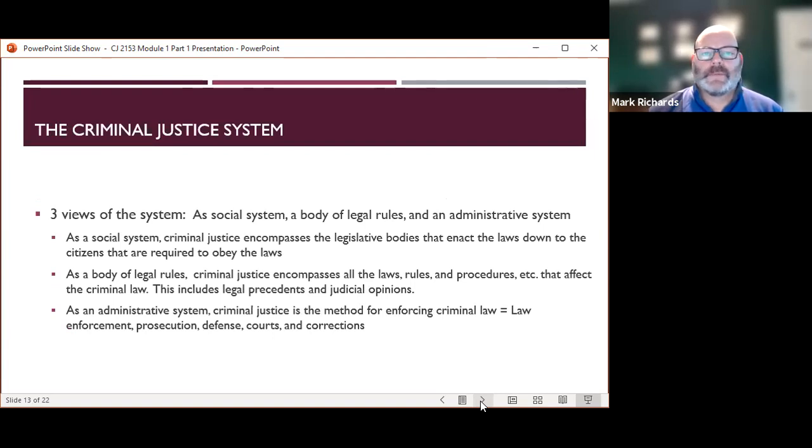Within the American criminal justice system, there are three views of the system. One, that it's a social system. Two, that it's a body of legal rules. And three, it's an administrative system.